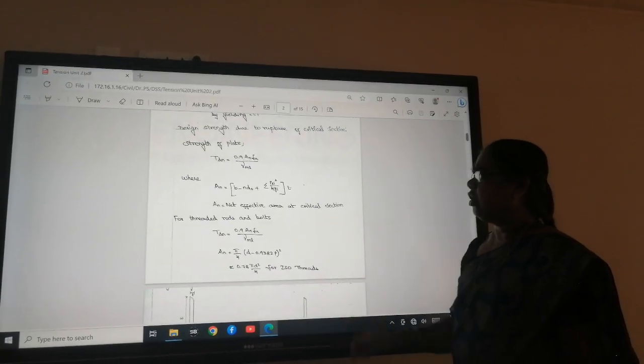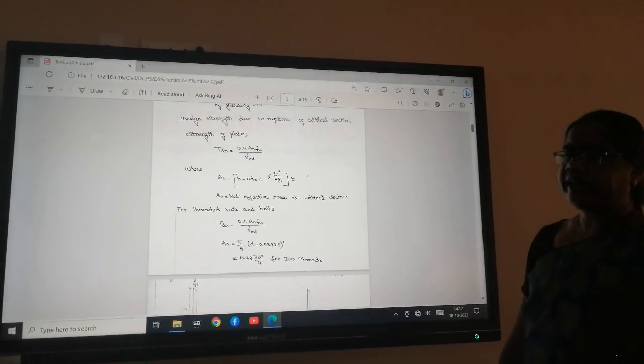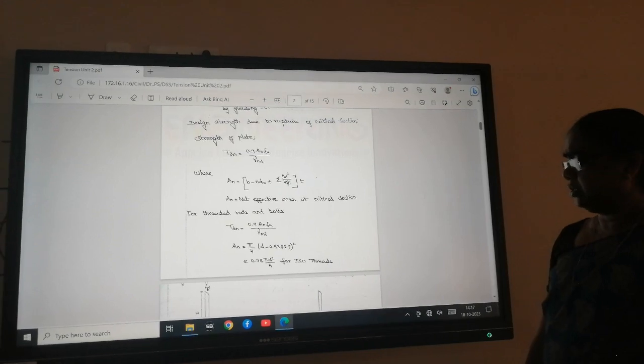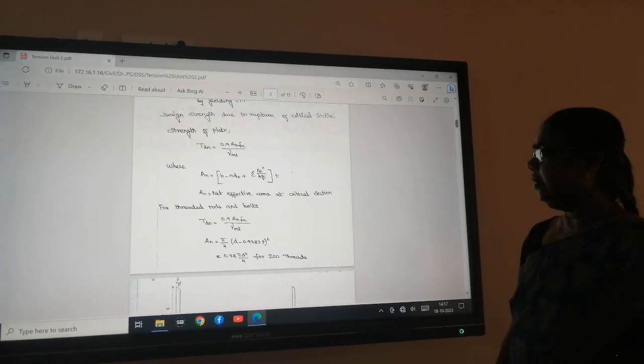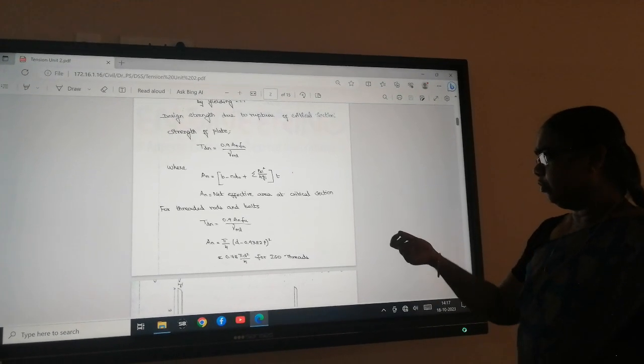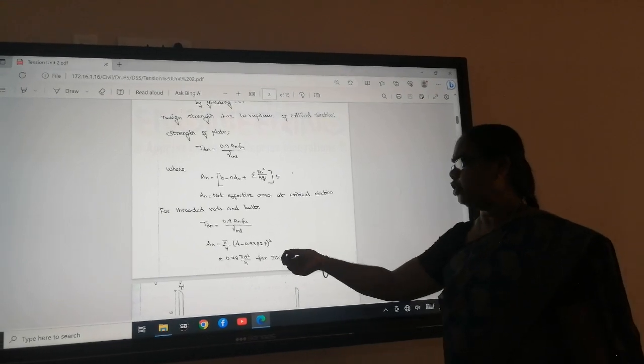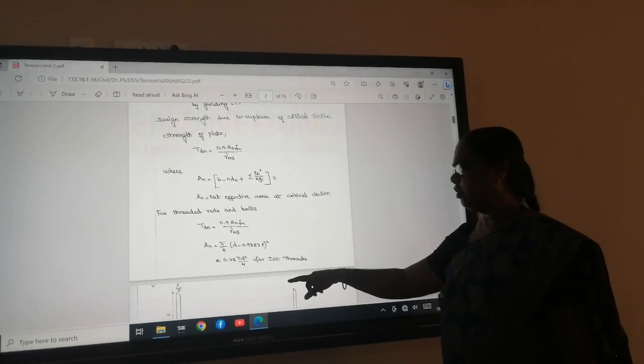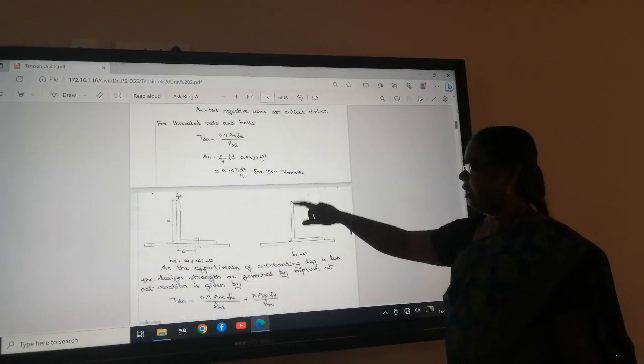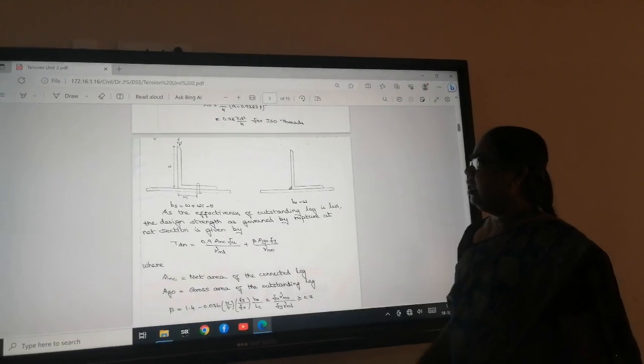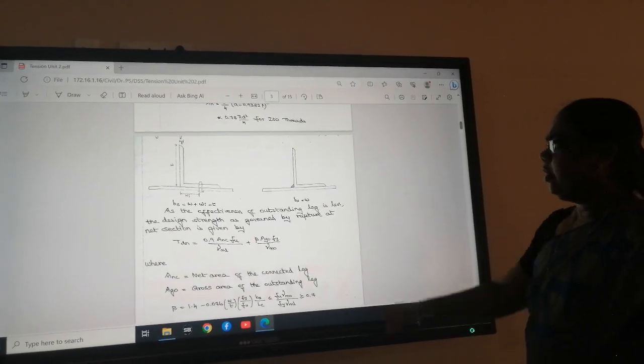For threaded rods and bolts, Pdn equal to 0.9 An Fu by gamma m1. Here threaded rod means that value An equal to 0.78 pi d square by 4 for threads. Next, you can see here Ps equal to w plus w into t.